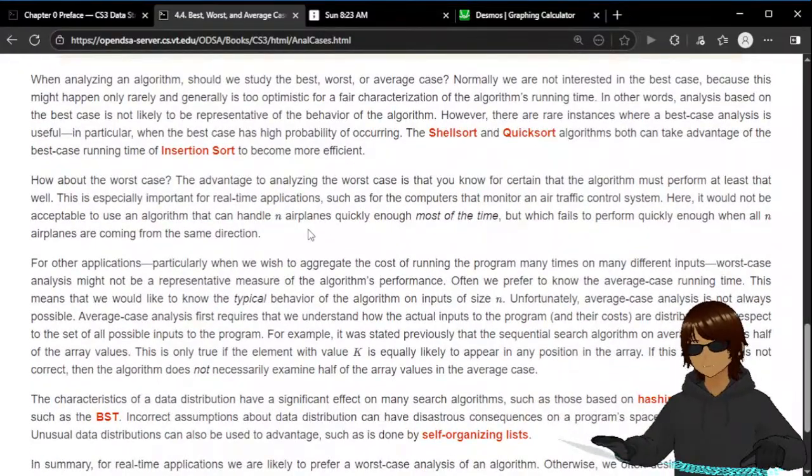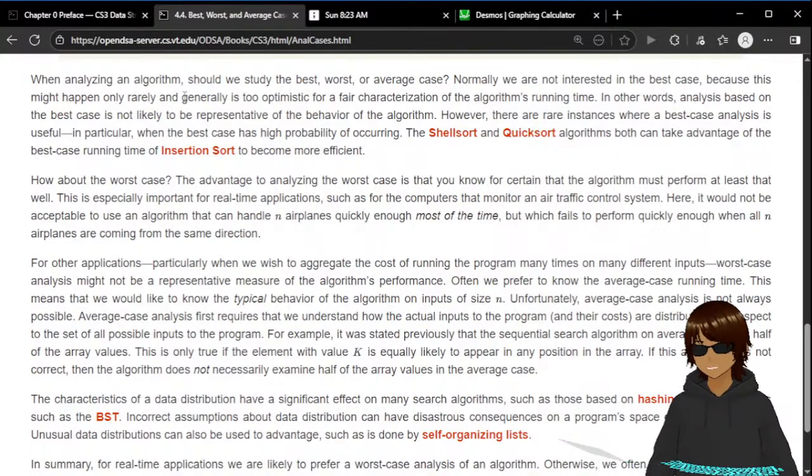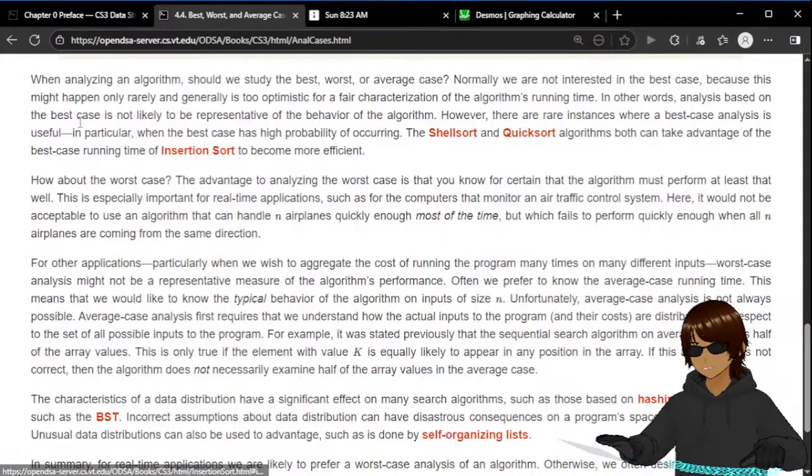While analyzing an algorithm, should we study the best, worst, or average case? Normally, we are not interested in the best case because this might happen only rarely or generally is too optimistic for a fair characteristic of an algorithm's running time. In other words, analysis based on the best case is not likely to be representative of the behavior of the algorithm. However, there are rare instances where a best case analysis is useful, in particular when the best case has a high probability of occurring. The shell sort and quick sort algorithms both can take advantage of the best case running time of insertion sort to become more efficient.